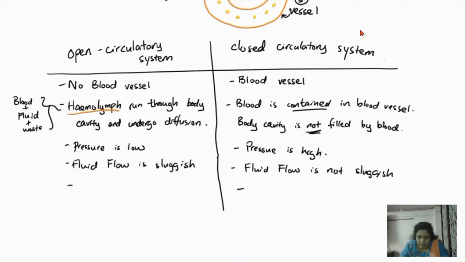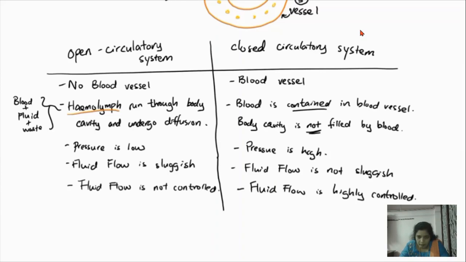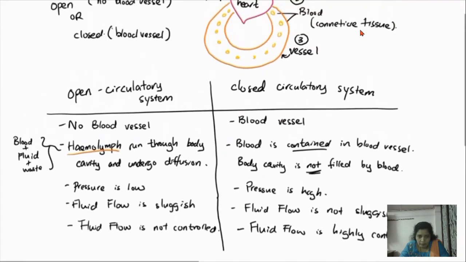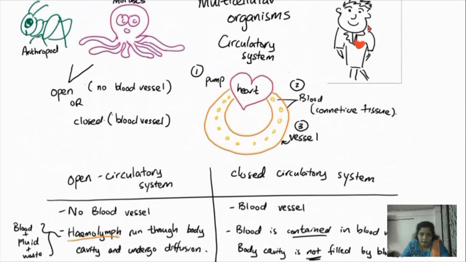Then the next point is that fluid flow is highly controlled in the closed circulatory system. But in the open circulatory system, fluid flow is not controlled.